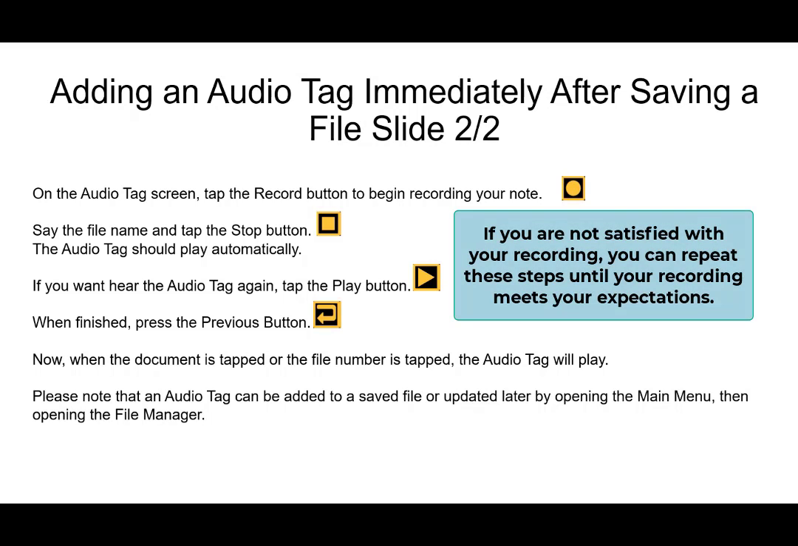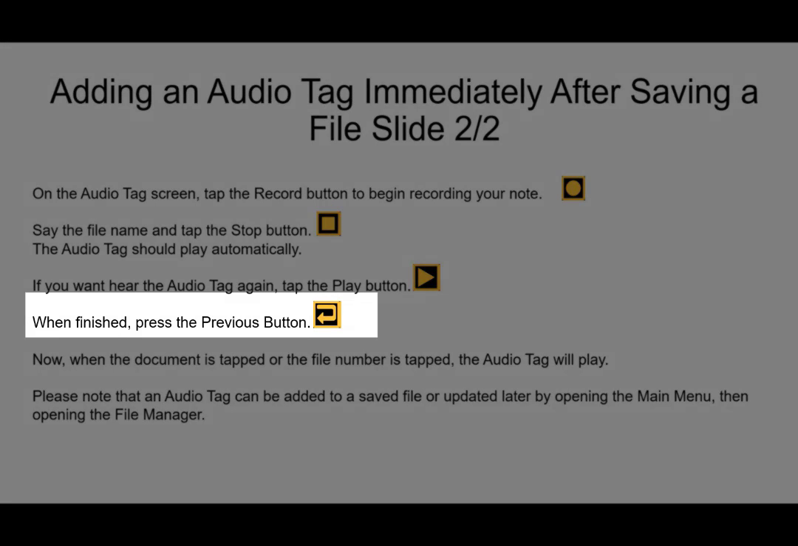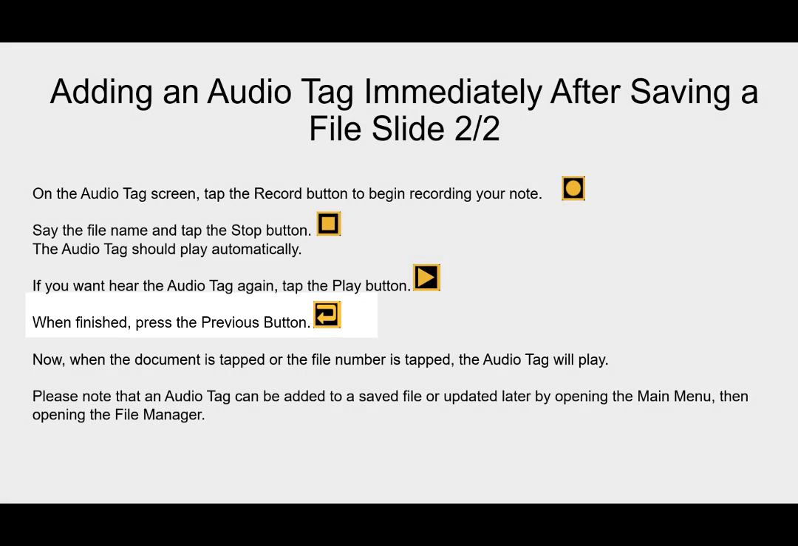You can press that record button again, and then again, when you're finished, press the stop button, and it will loop through this until you come up with a recording tag that you can live with. When you're done, press the previous button in the lower left-hand corner of the screen. Now, whenever the document is tapped, you will hear the audio tag played.